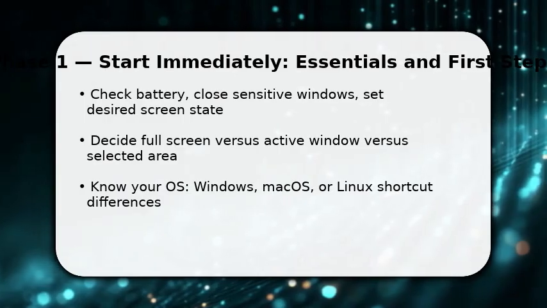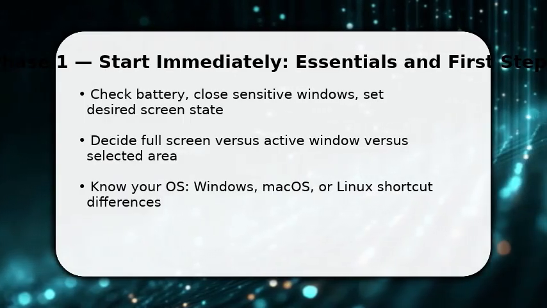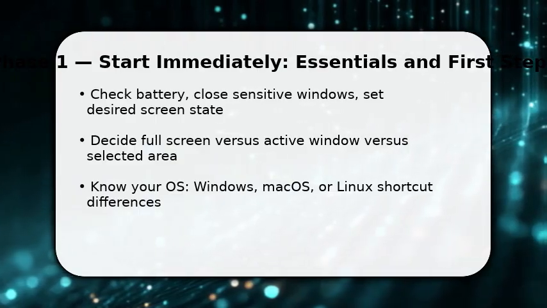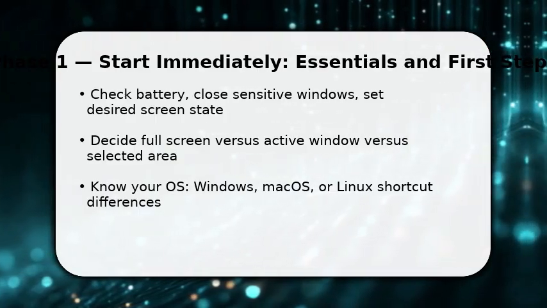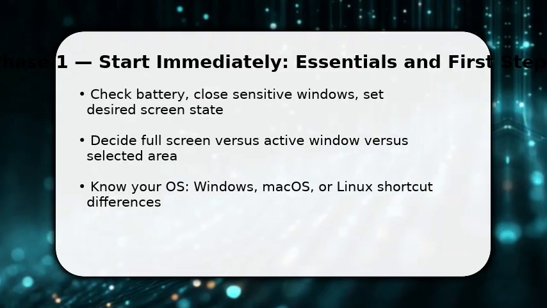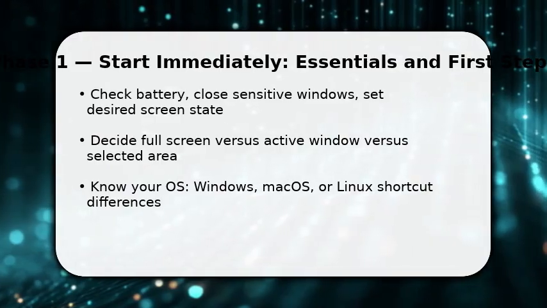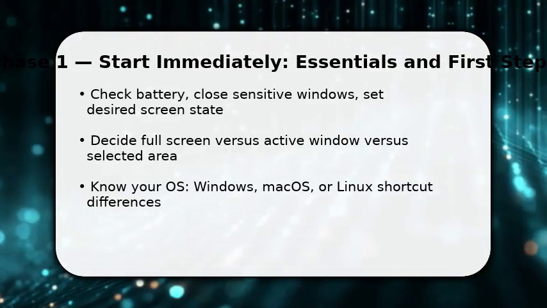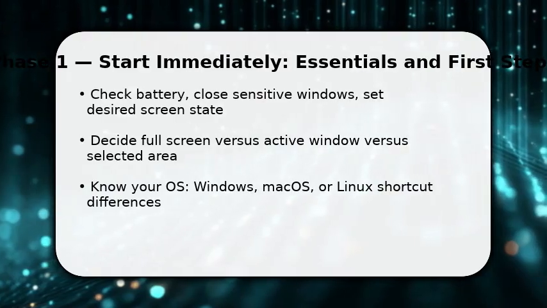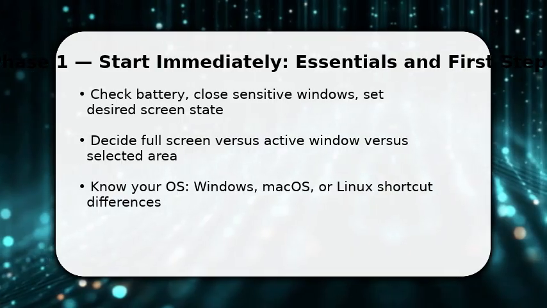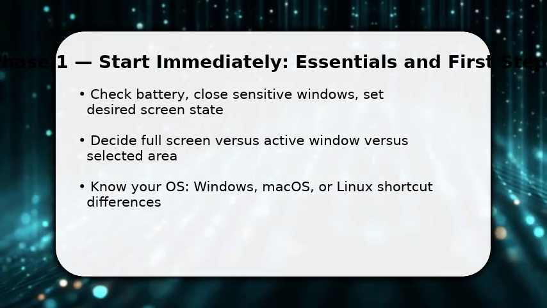You begin by getting the screen exactly how you want it. Once done, close private tabs and set focus on the window to capture. You should know whether you need the whole desktop, just one window, or a selection, because that choice changes keys and tools. On Windows, you'll use Print Screen variants. On macOS, you use Command combos. On many Linux desktops, you'll use PrtSc or built-in utilities. Make sure to note where screenshots save by default.